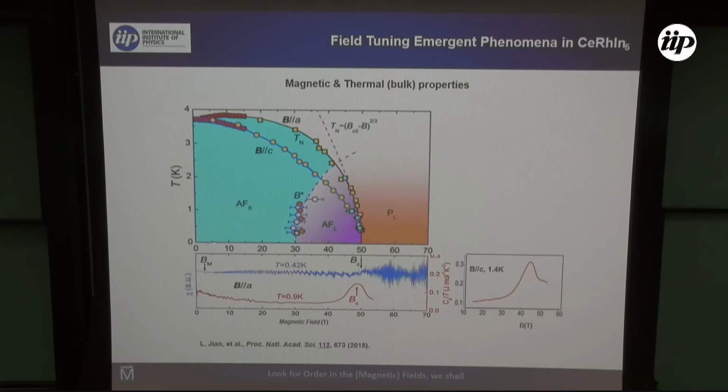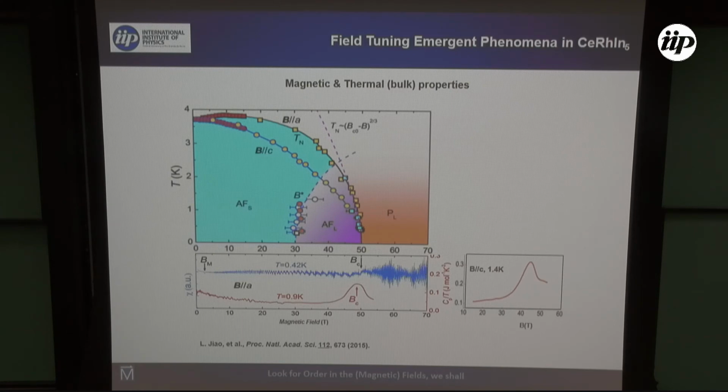When you apply a magnetic field, the antiferromagnetic state is suppressed. These are two different directions: magnetic field applied along the A axis and the C axis. TN goes down. Then something happens here at 30 Teslas, well within the antiferromagnetic state. There are several things that are interesting here.